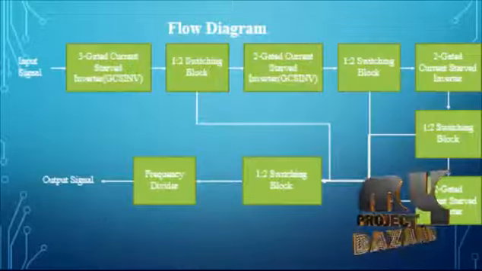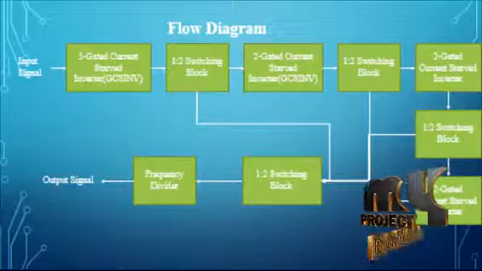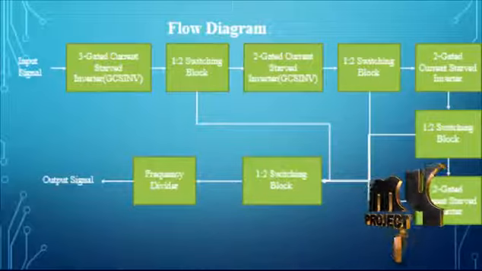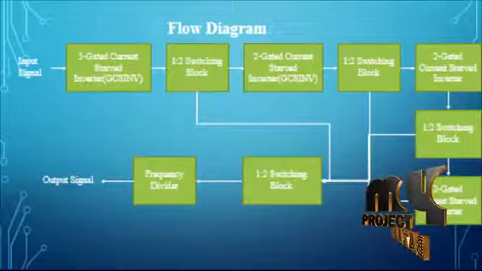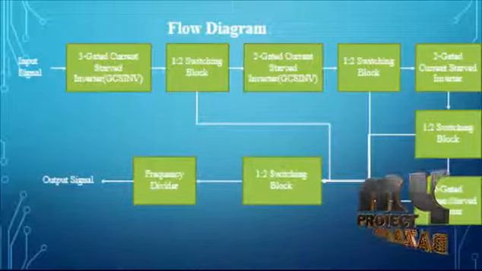Now we are going to discuss the flow diagram of our product. In our product, we are using three different modules to implement the ring oscillators. They are gated current steered inverters, denoted as GCSINV. Another block is a switching block, which contains 1:2 switching blocks and 1:7 switching blocks. And the last module is a frequency divider module. In order to obtain the desired perfect frequency in the ring oscillator, we are using a frequency divider block.